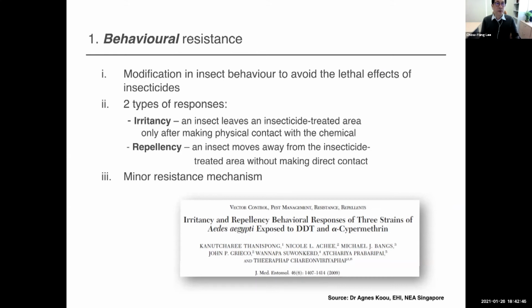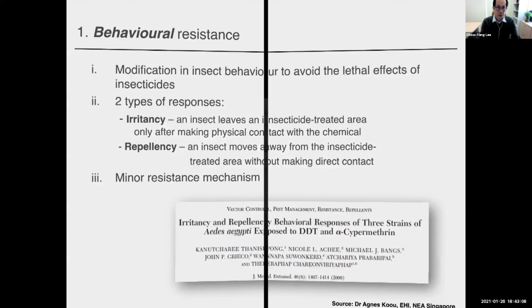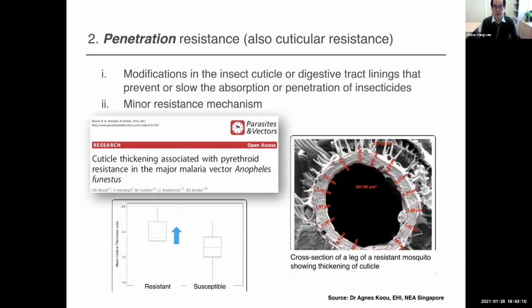There are 2 types of responses. What we call irritancy, where insects will leave the insecticide treated area, could be after making physical contact with the chemical very shortly or even without. And then you have what we call repellency, where the insect moves away from the insecticide treated area without even making any contact.